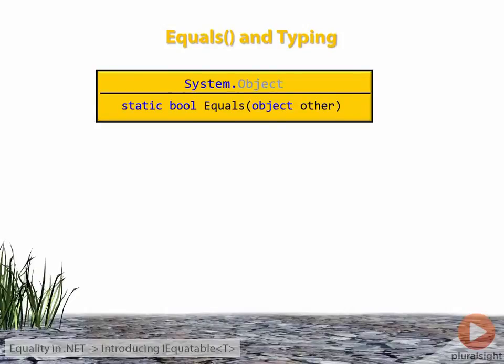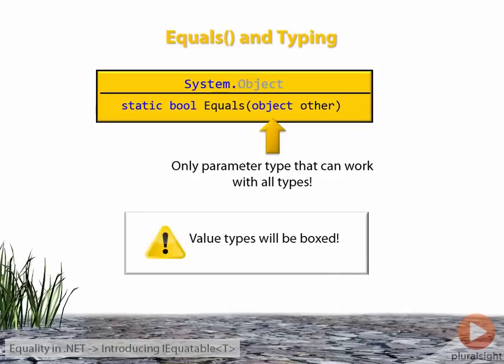The generic IEquatable<T> interface exists to solve a slightly different problem with equals. Object's Equals method takes an object as a parameter. This is of course the only type of parameter that's possible if you want object.Equals to work for all types. But object is a reference type, and that means that if you want to pass any value type as an argument, the value type will end up getting boxed, which will give a performance hit.